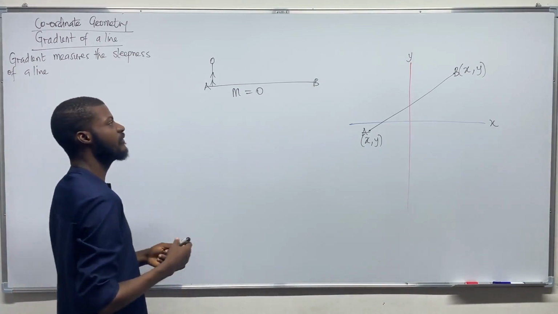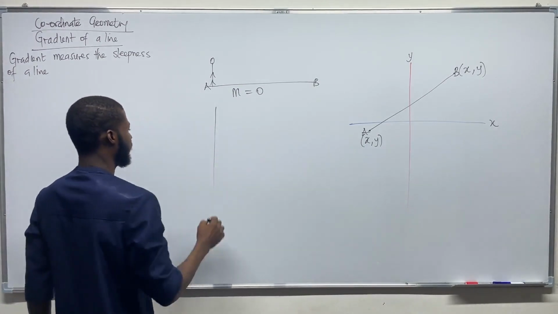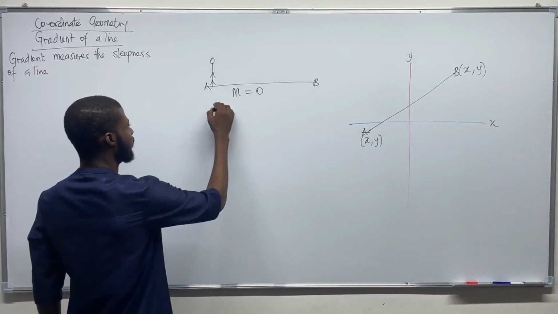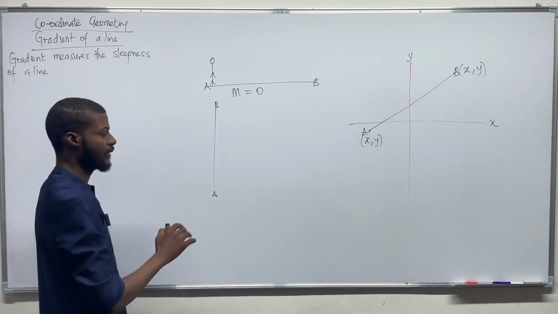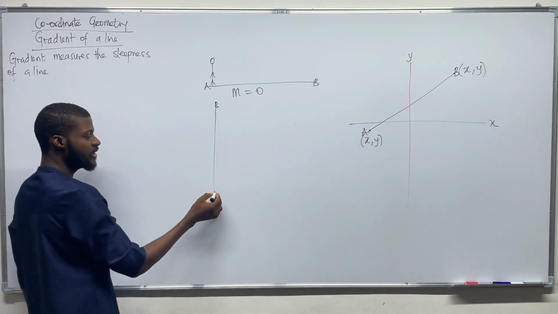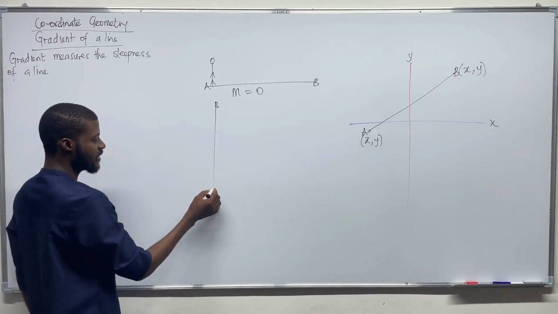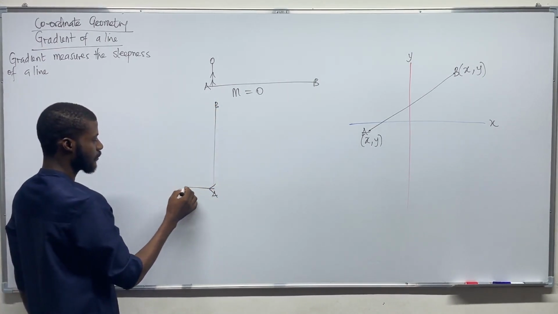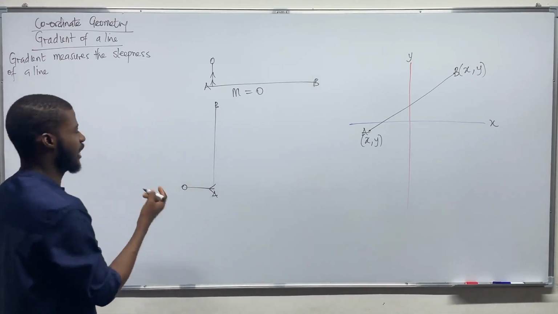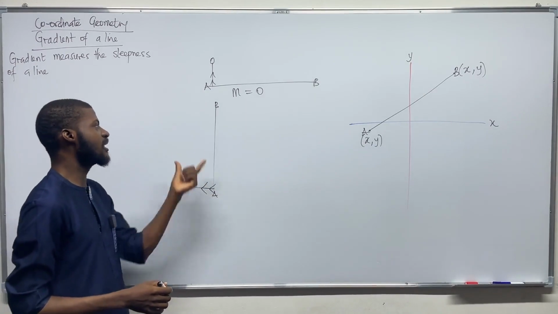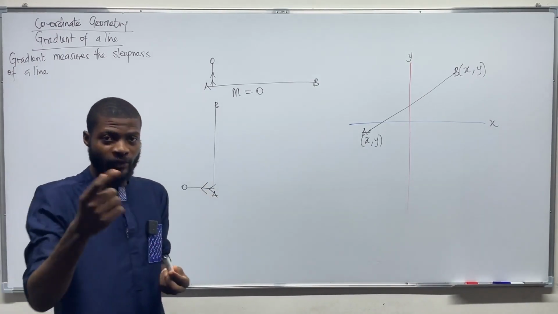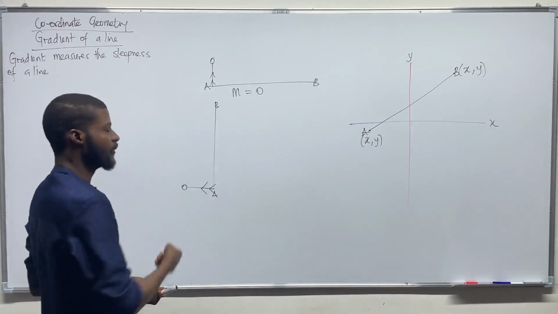Now how about the gradient of a vertical line? So let me draw a vertical line. So this is AB, the vertical line. Now, from this point to this point, imagine if this is me. Imagine, because it cannot be me. So imagine if this is me, and I want to move from this point down to this very point. The both of us, we know that this is not possible.